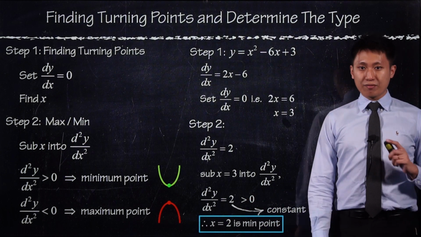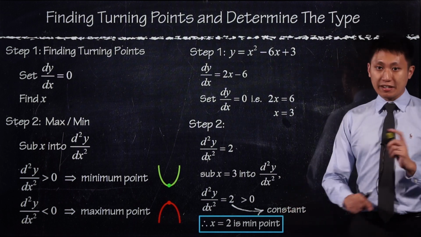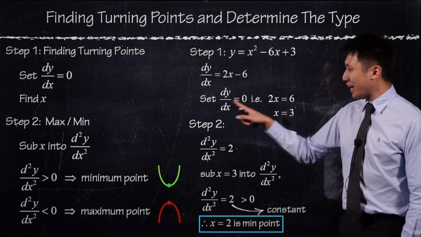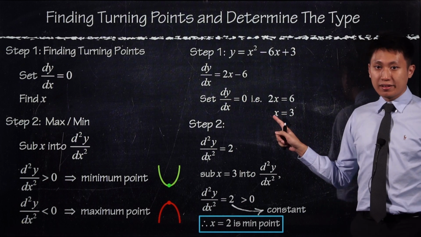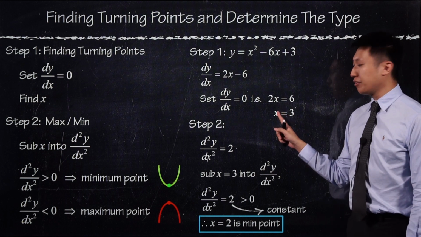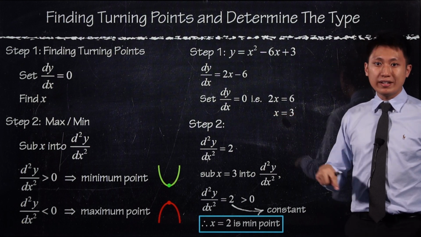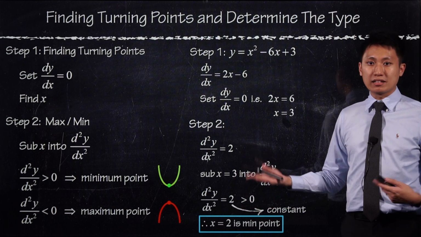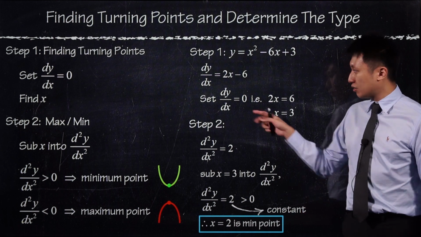Just want to make one very small correction. I think I said it wrongly just now. So dy/dx equals 0, x equals 3, then x is a turning point. Not necessarily, to be frank. Because you need to know when x equals 3 whether it is a maximum or minimum point or not. If it's not, then most likely it's not a turning point.